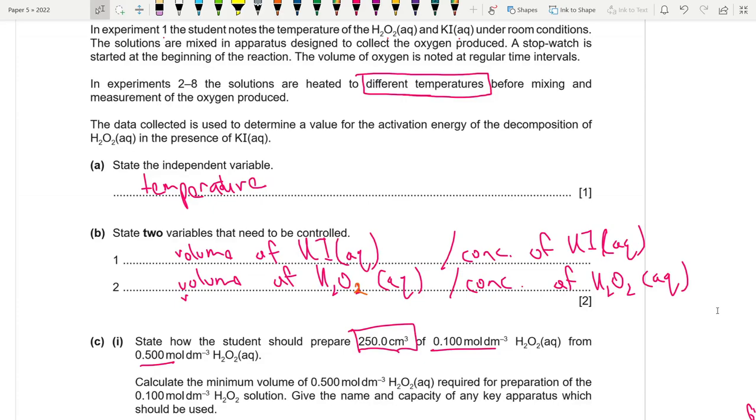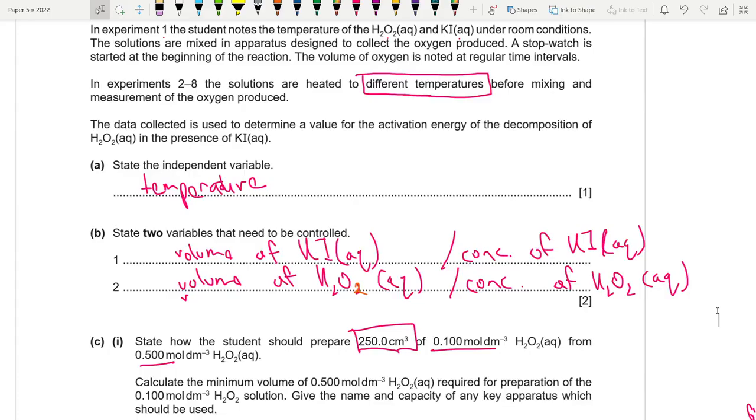State how the student should prepare 250 cm³ of 0.1 mol per dm³ H2O2 from 0.5 mol per dm³ H2O2. Okay, so we are basically going to perform dilution. Calculate the minimum volume of 0.500 mol per dm³ hydrogen peroxide required for preparation of the 0.100 mol per dm³ H2O2 solution. Give the name and capacity of any key apparatus which should be used.